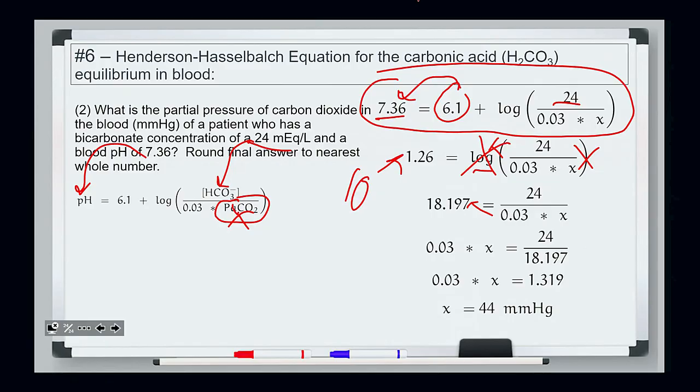So I'm going to cross-multiply and switch those. So again, 0.03 times x would be equal to the 24 divided by the 18.197. That divides out to 1.319. Then all I have to do is subtract 0.03 from both sides. Or no, not subtract. I said it wrong. It's divide. So I have to take 1.319 divided by 0.03, and that's where my final answer of 44 comes from. All right?